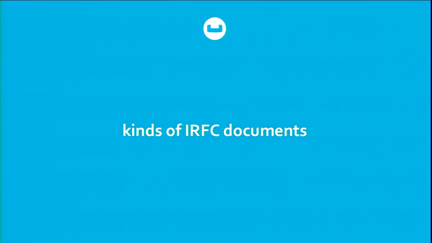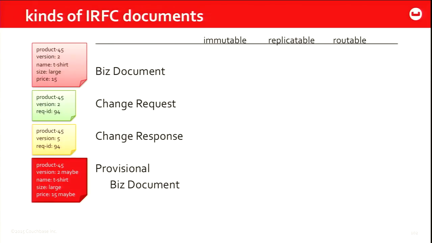So we've talked about this zoo of different colored documents. Let's give an overview of how this works in tabular form. We had these pink business documents, green change requests, yellow change responses, and these dark red provisional business documents. Which of these are immutable, which are replicatable, which are routable? The business documents, well, they're not quite immutable, they're versioned, right?